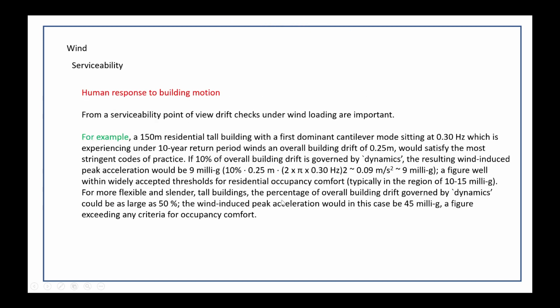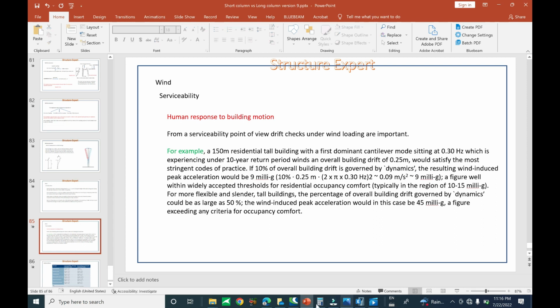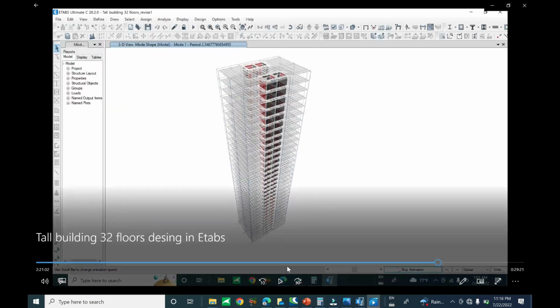Now let's jump to an example for the wind serviceability limit state. You may respond to bending motion. Okay, you may respond to bending motion. You may feel it when your building sways back and forth. Now let's check it again in this video.